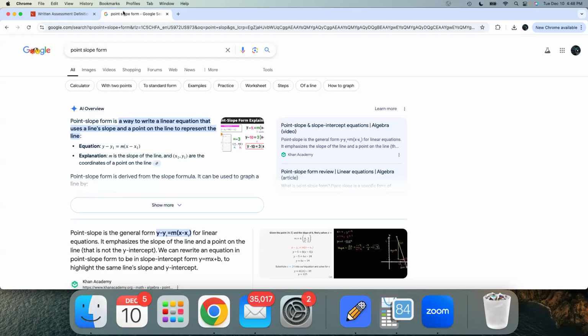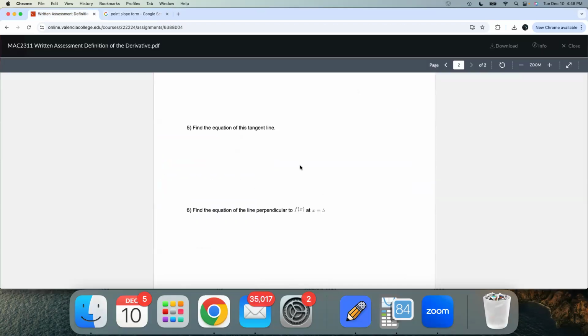If you listen to my words here and you leave your answer in point-slope form, perpendicular lines have slopes that are opposite reciprocals. All you have to do is take your slope, flip it over, and change the sign. And you're done. Don't change the x and the y and any of that. Just change the slope. If you go through the trouble of getting to slope-intercept form up here, it's a lot more work down here, so don't do that.